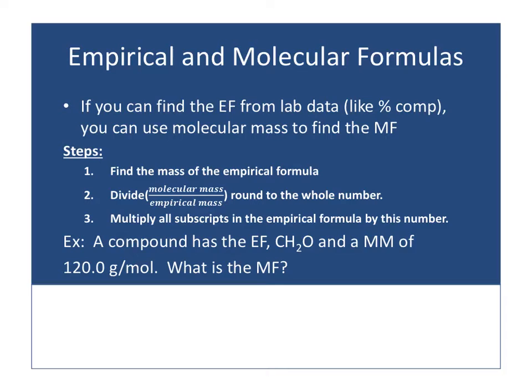First step is to find the mass of that empirical formula. So, if I take a look at our example, we have an empirical formula of CH2O. So that means to find an empirical mass, I need to take a C, 2 H's, and an O, and add them all together.